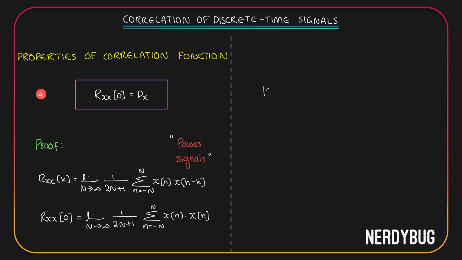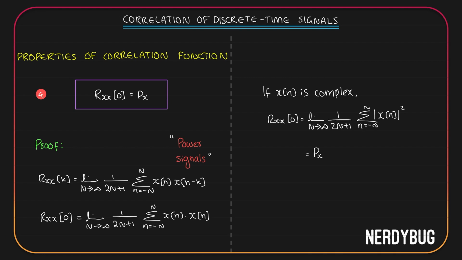Let us take the generalization if x of n is complex valued. Then Rxx of 0 becomes limit N tends to infinity 1 by 2N plus 1 summation from n equals minus N to N x of n multiplied by x conjugate of n, which will only give us the square of magnitude of x of n. And this is what we call the power of x of n.